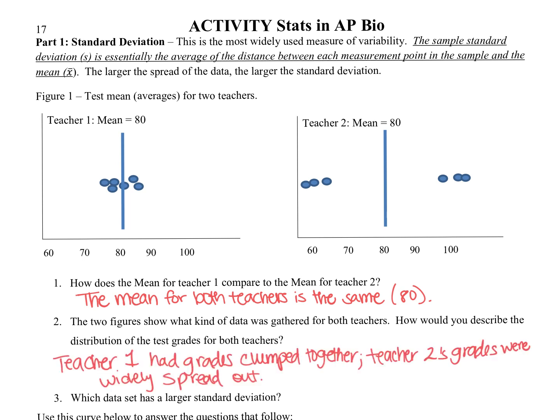So then on question number 3, when it asks us which data set has the larger standard deviation, what you need to remember is this one sentence in the introduction. The larger the spread of data, the larger the standard deviation. So for number 3, which data set has a larger standard deviation? That would be teacher 2.